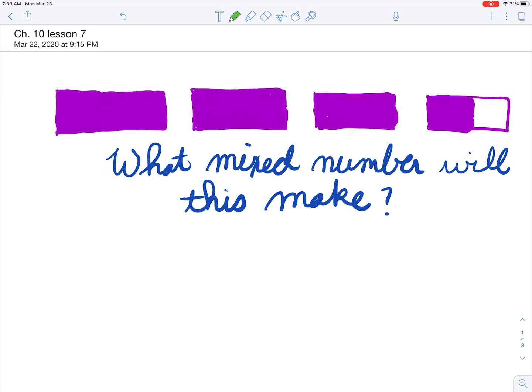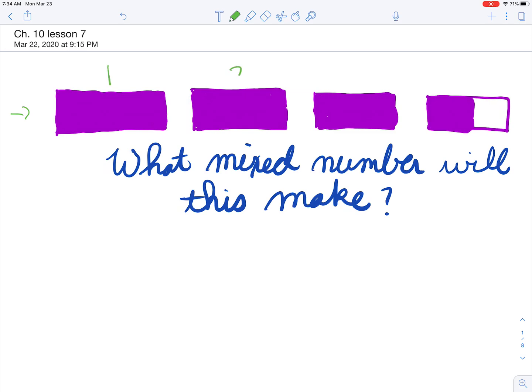All right, first of all, we're going to start off with what is a mixed number. We know a mixed number as being a whole number and a fraction. So in this picture up here, I have some rectangles and some of them are shaded completely and one is only shaded half. So how can I take this picture and make a mixed number?